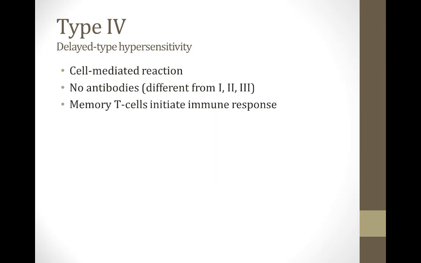The final type of hypersensitivity reaction is the type 4, which is also called delayed type hypersensitivity. And in contrast to all the other types, this is entirely cell-mediated and does not involve any antibodies at all, which makes it very different from types 1, 2, and 3. This is a memory T cell response to an antigen.